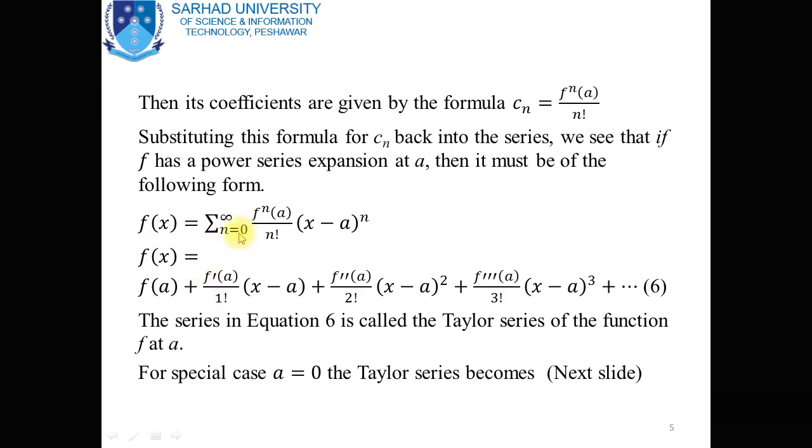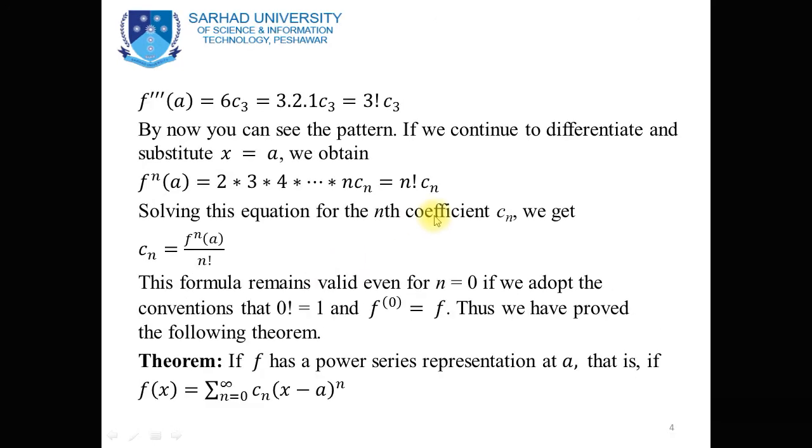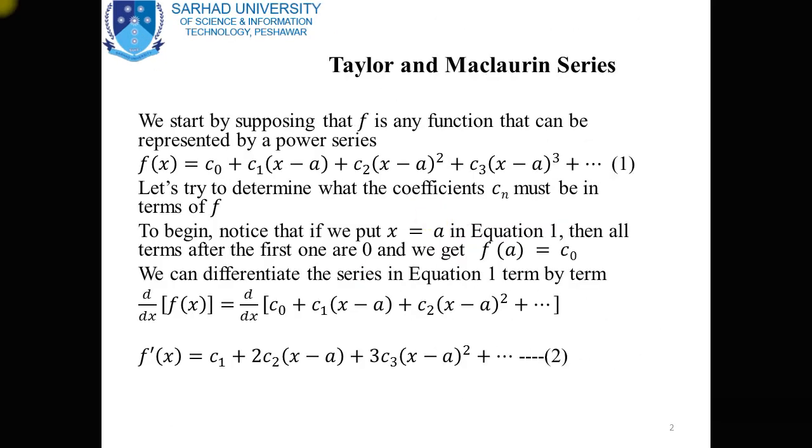So dear student, if we put n is equal to 0 in this series, then for n is equal to 0, this will be the 0 order derivative. And you see over here the 0 order derivative, as in the previous slide, f of a, you see over here f of a is equal to actually a constant term.